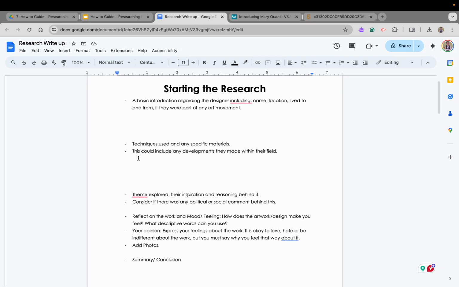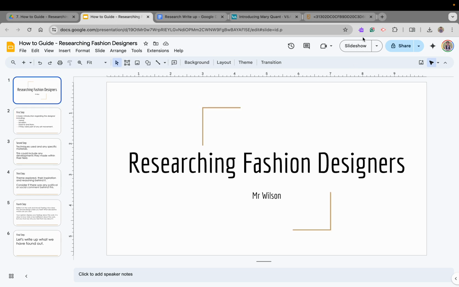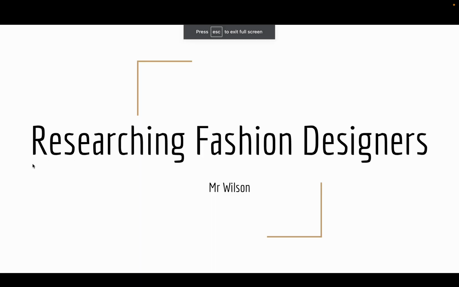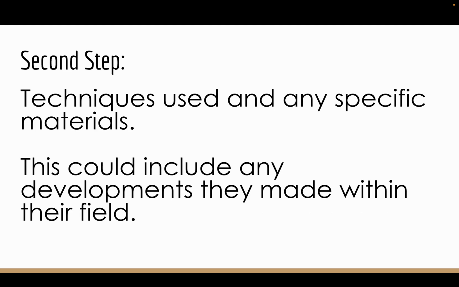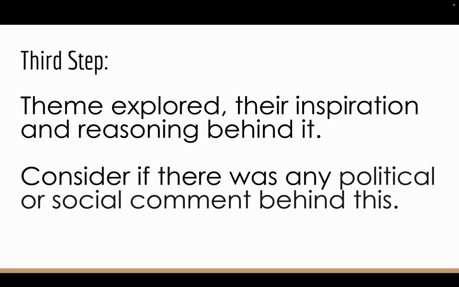So to recap, when you're researching your fashion designer, first you're going to look out for their name, the location where they lived, and if they're part of any movements. The second step, you're going to look at the different techniques and materials that designer used and any developments they made within their area of expertise. Then the themes explored and the inspiration behind it.